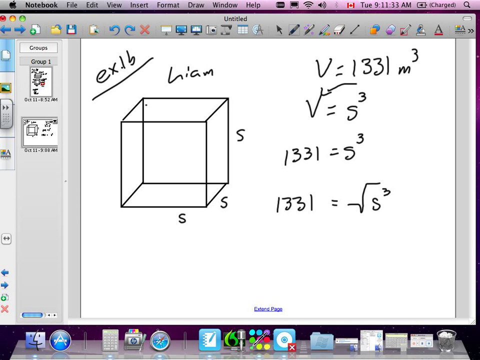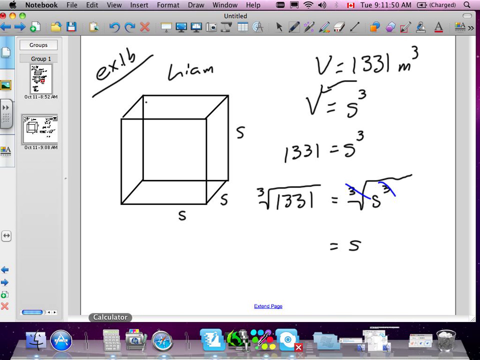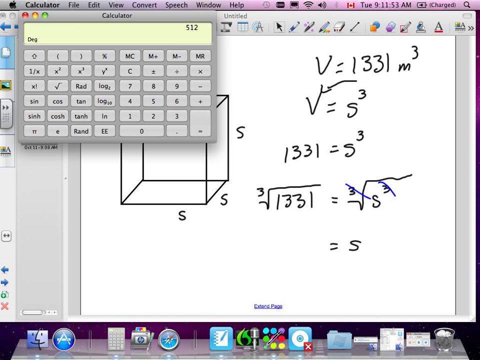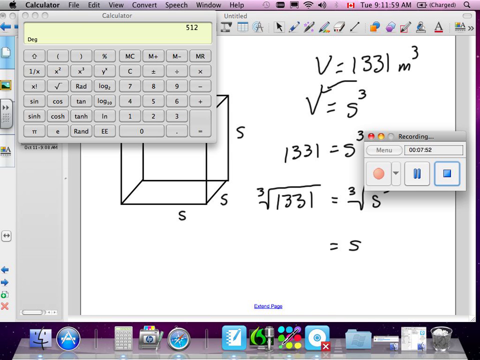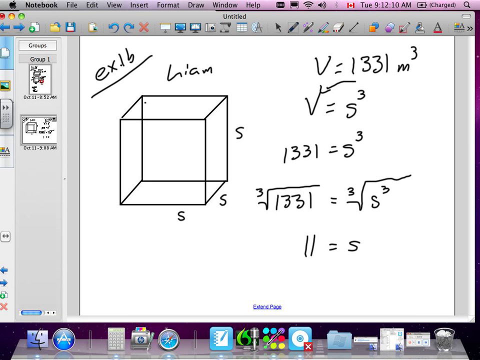The cubed root on your calculator is going to have a square root looking sign with a 3 above the little edge. So we're going to find the cubed root of both sides. When we find the cubed root of s cubed, these two will cancel out and we're left with just s. And we have to find the cubed root of 1,331. I need a better calculator for this. Anyways, it ends up being 11 when you type it into your calculator.